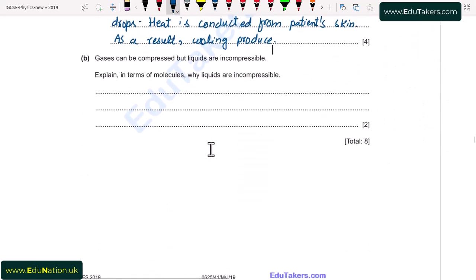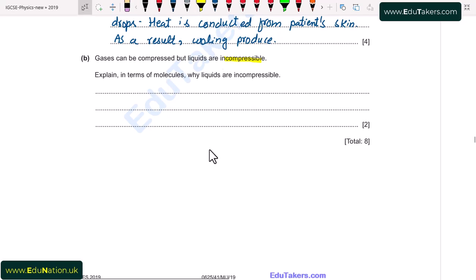Part B. Gases can be compressed while liquids are not. Explain in terms of molecules why the liquids are incompressible. So we can compress the gases, but we cannot compress a liquid. We have to explain its reason.